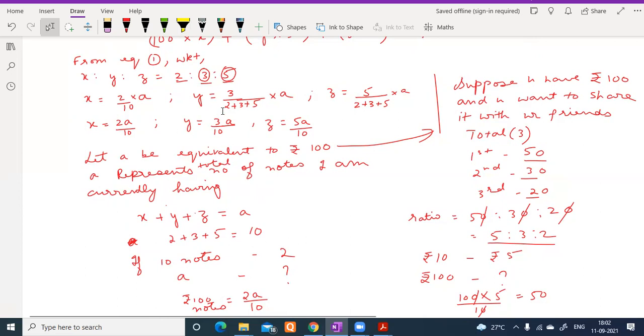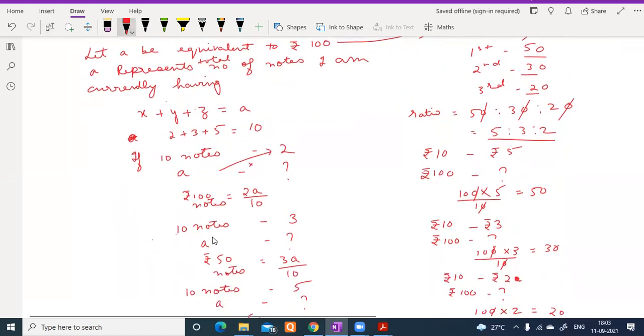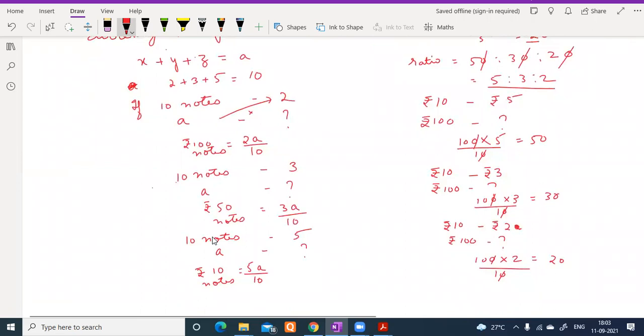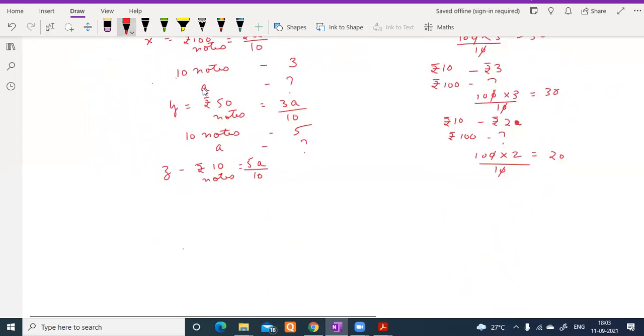So if I have 10 notes, I am assuming that 2 notes will be of 100 rupees. So if I'm totally having A notes, how many 100 rupee notes will I have? That is nothing but 2A by 10, multiplied and divided by 10. Similarly, for the other 2 cases also we have done it. So 100 rupee notes is X, this is Y, and this is Z.